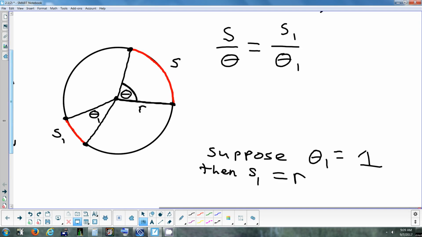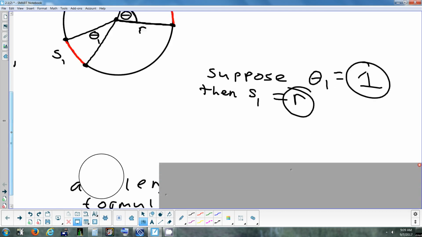And you'd be given the radius in the problem that you'd be solving. Okay? So this is the specific fact that we're going to use. If theta 1 is 1 radian, then the arc is automatically the same size as the radius. We know that. Okay? So now we're going to fill that into our proportion, and then we're going to come up with a formula for arc length.